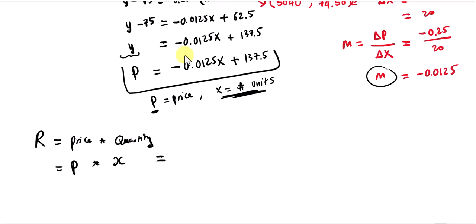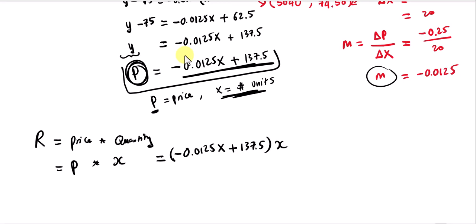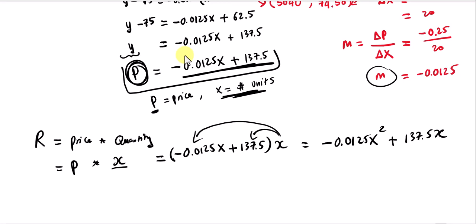But then we have the equation for the price, which is this one right here. So I'm replacing the P by minus 0.0125x plus 137.5, and I multiply by x, the quantity. Now let me complete this equation. So it's minus 0.0125x squared, and then multiplying in here, I get plus 137.5x. So this is my revenue equation.